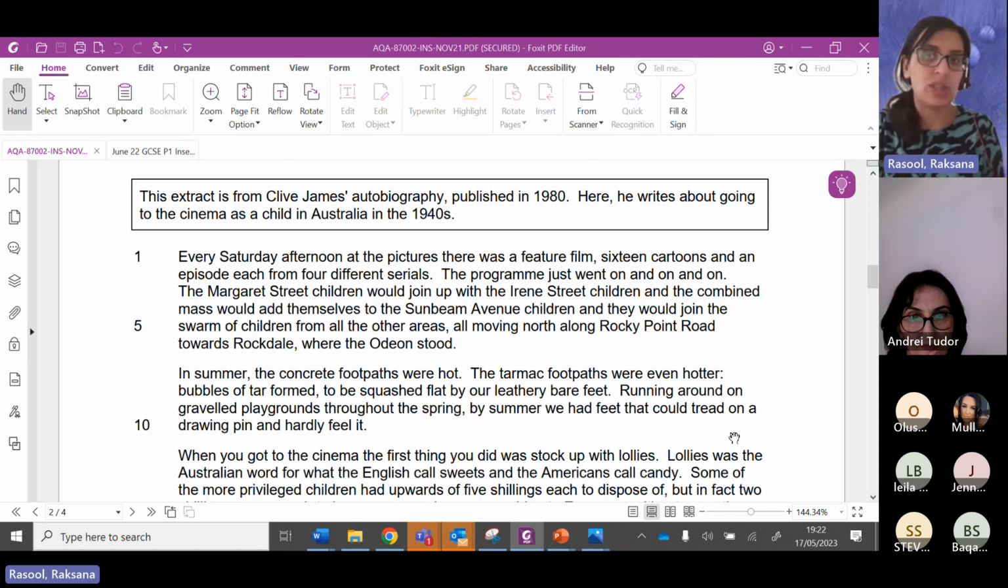So it was so hot, the tar was bubbling in the roads. They had no shoes. They were walking bare feet. Their feet were leathery. Remember, it's in the 1940s, no shoes.